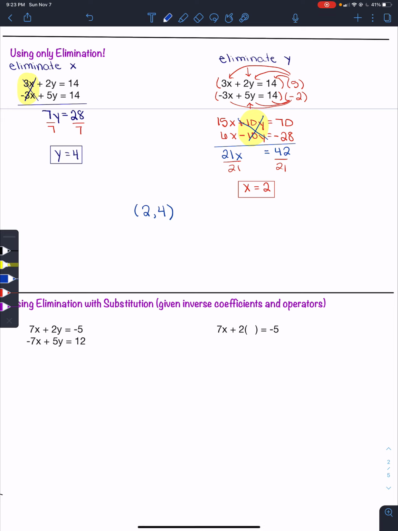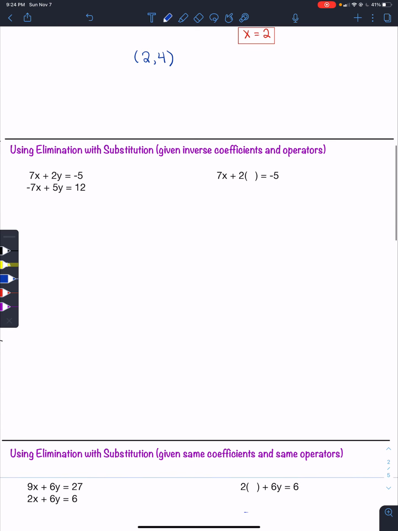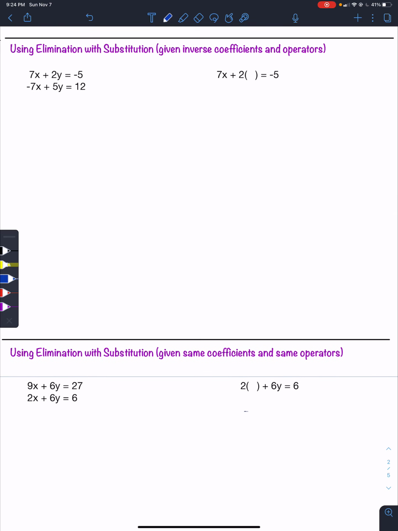Okay. Now, most times you're going to find that there's something easier that we can do since we've already practiced substitution. Rather than doing elimination 2 times, we are just going to practice doing elimination with the first set of equations and then using substitution for the second part. We already know substitution. We've practiced it many times, not just in the last week, but a lot. So we're going to go ahead and work with that one. So now we are going to use elimination with substitution. We've already been given inverse coefficients and operators. Okay.